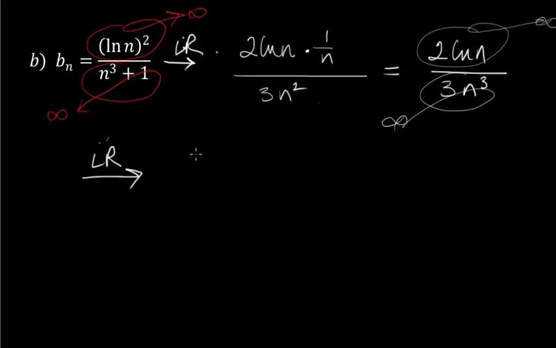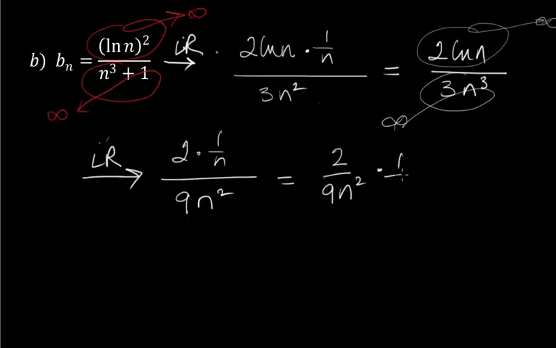Okay, so we take the derivative of the top, 2 times 1 over n, over the derivative of the bottom, 9n squared. Again, the 1 over n, that's the same thing. Let me show you. It's the same thing as 2 over n squared times 1 over n. That's why the n comes down, and you have 2 over 9n cubed. Well, now you have the bottom becoming infinite, and the top is just a number, so we can say arrow 0.